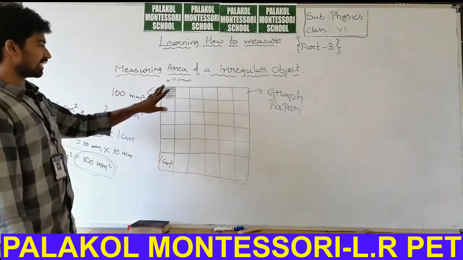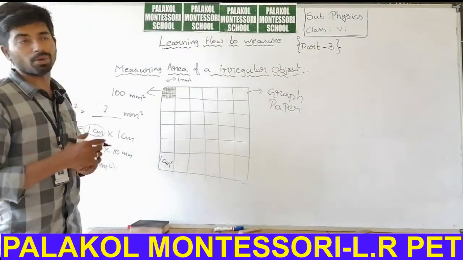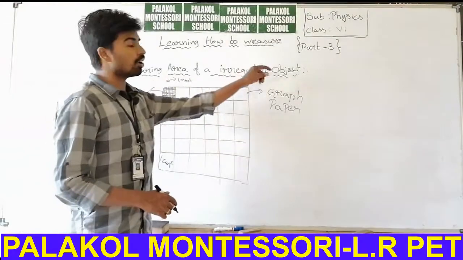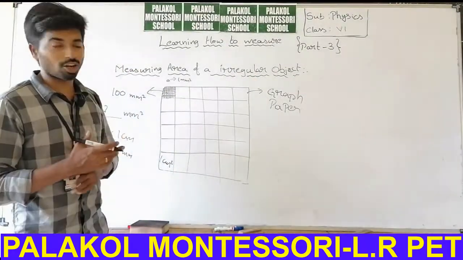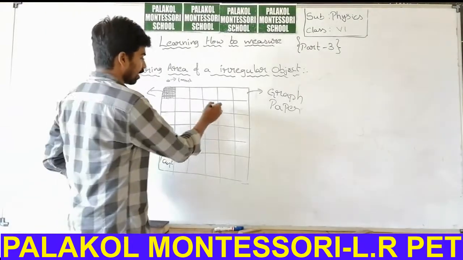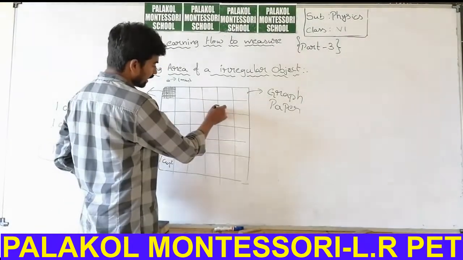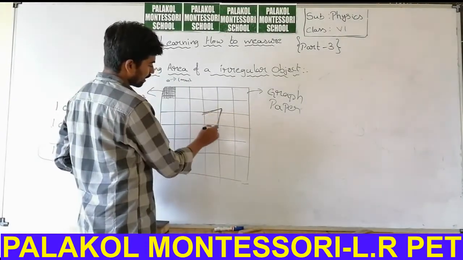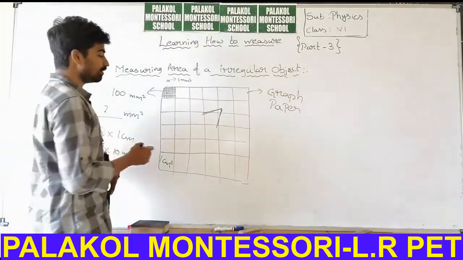So like that, the graph paper is completely divided into small square blocks. So if you want to measure the area of an irregular object, let us consider an irregular object. We have considered a graph paper, and an irregular object, let us consider a leaf. We want to measure the area of the leaf.